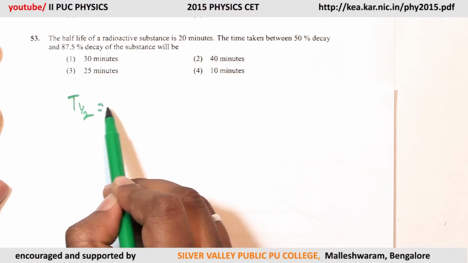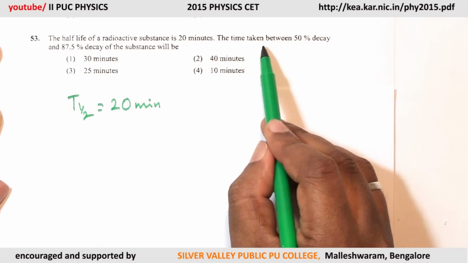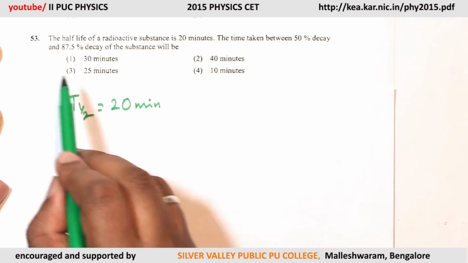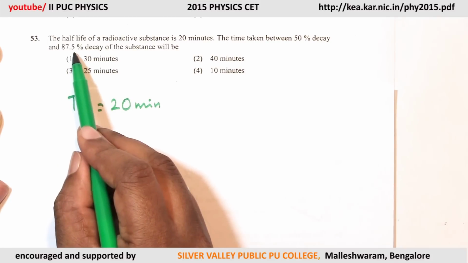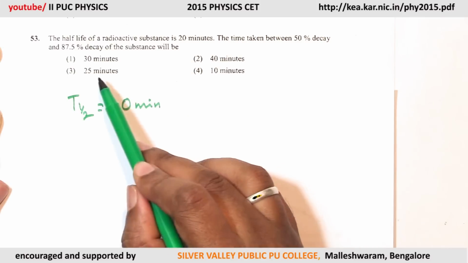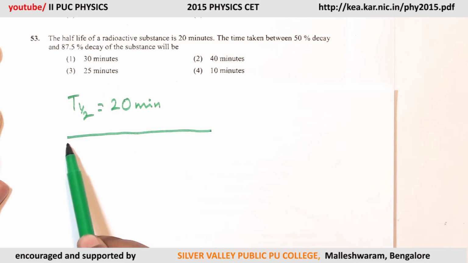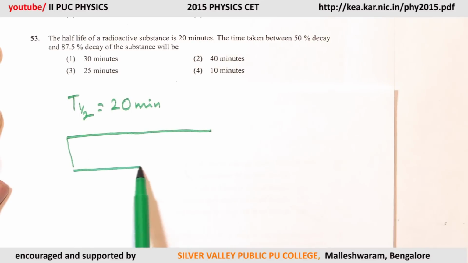Half-life of a radioactive substance is 20 minutes. Time taken between 50% decay to 87.5% decay of the substance will be. Observe these values, they are distinct values. This is for a radioactive substance.